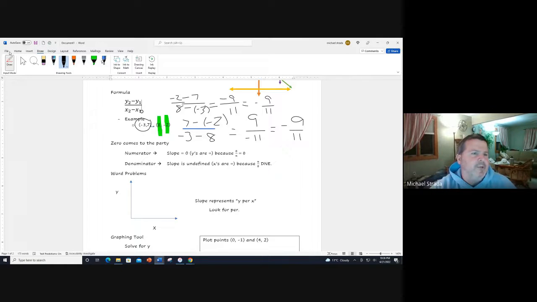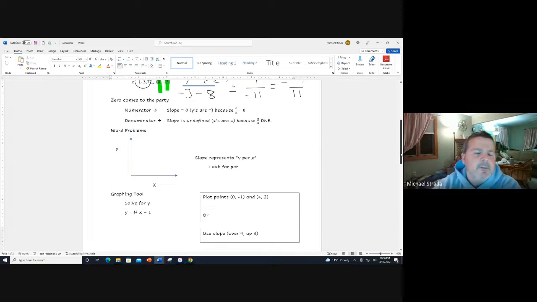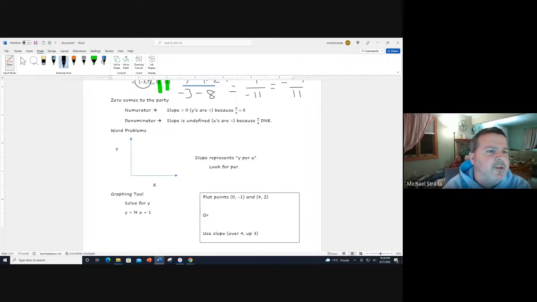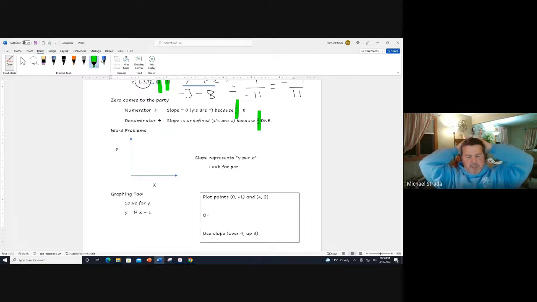Now moving down. Zero comes to the party. When you end up with 0 in the numerator, that means the slope is 0. That comes from when the y's are equal, because 0 over n is fine. When you end up with 0 in the denominator, the slope is undefined. That happens when the x's are equal, because n over 0 does not exist. We cannot divide a number by 0. So that's the difference between them. 0 divided by a number is 0, because if we have 0 objects and we divide them amongst n people, everybody gets 0 objects, so there's a value. If we have n objects and we divide them among 0 people, we really can't do it.